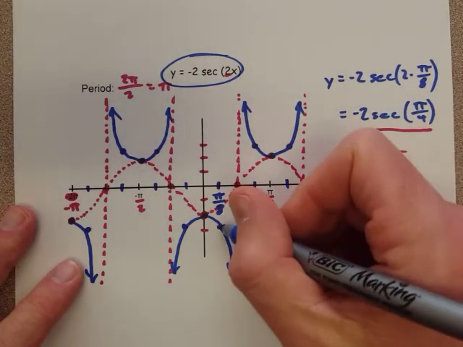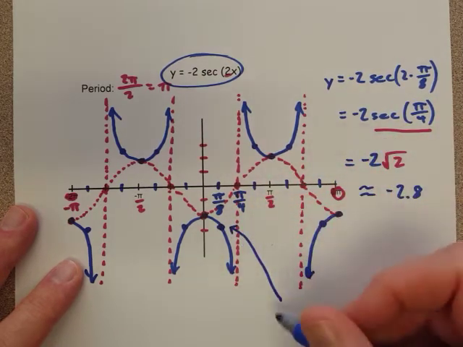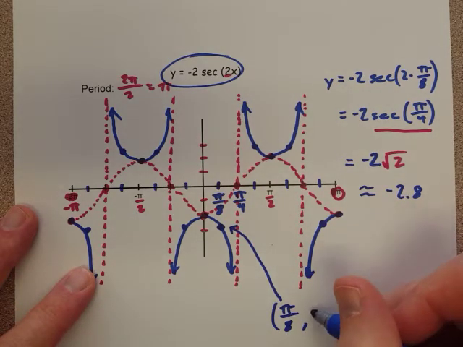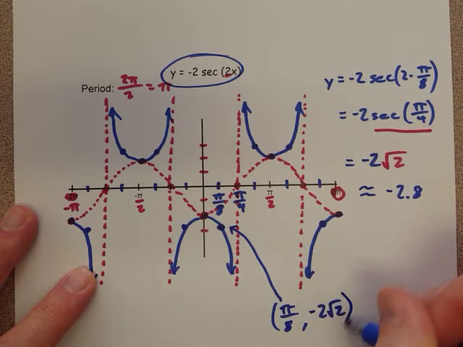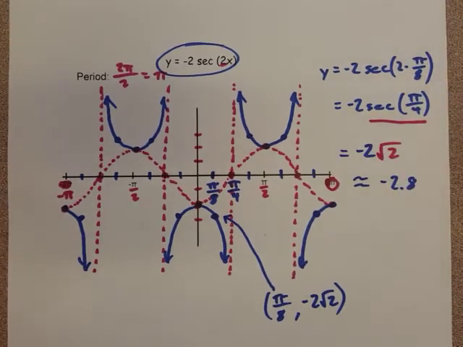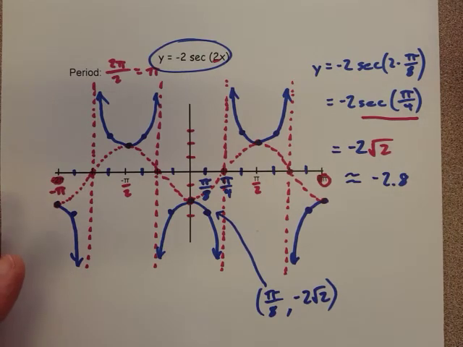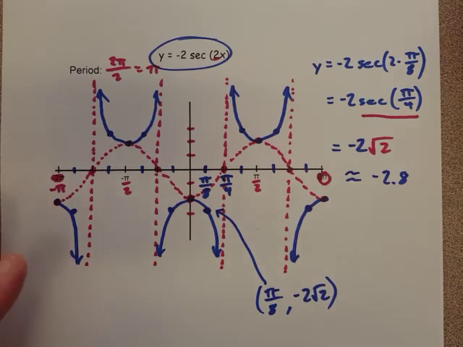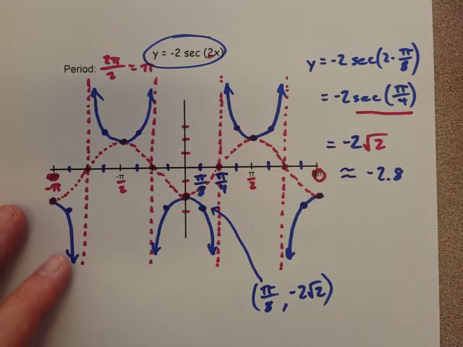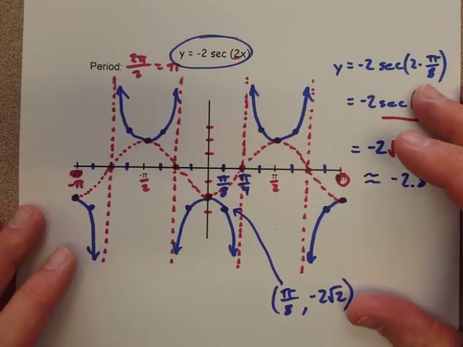Then like before, I would like you to label that one point that we found, where we used pi over 8 as the x value and found that the y value was negative 2 square root of 2. That will be some evidence to show me that you've graphed this by hand. So that is the last piece with the transformations. Cosecant's very similar, and the process is going to look the same just about every time. Hopefully that gives you a little better picture of how to graph secant and cosecant.